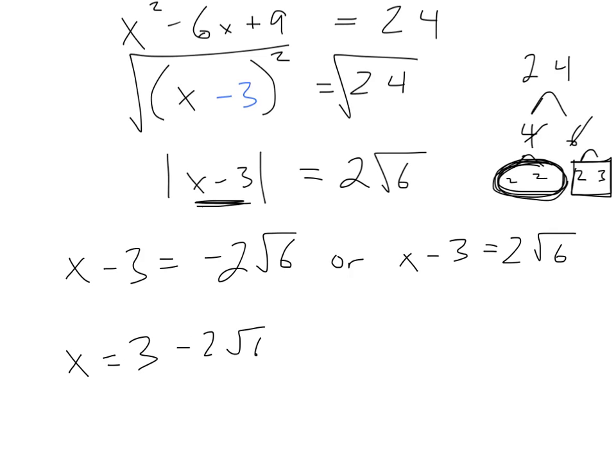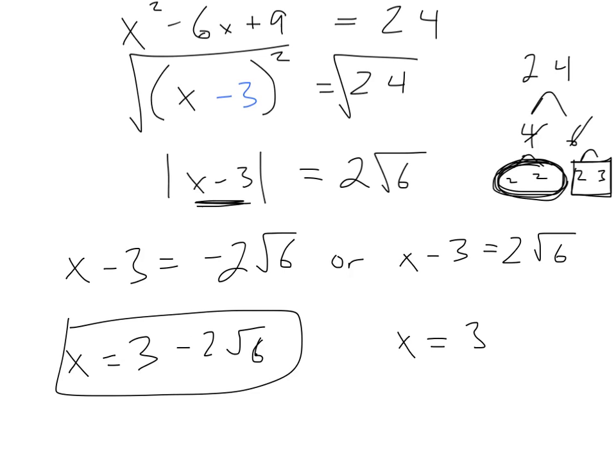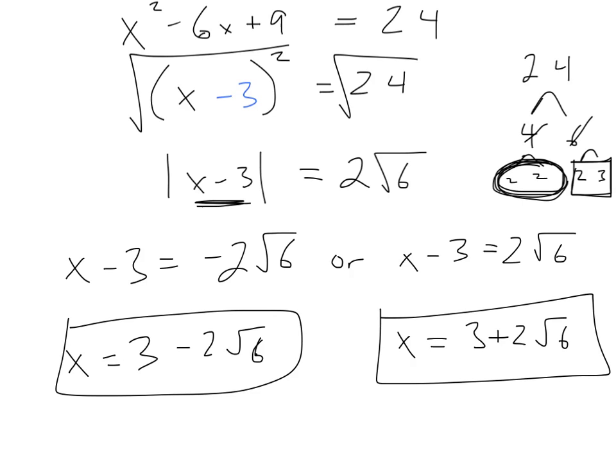3 minus 2 root 6, and then over here x equals 3 plus 2 root 6. Those are my two solutions to the original equation that was given.